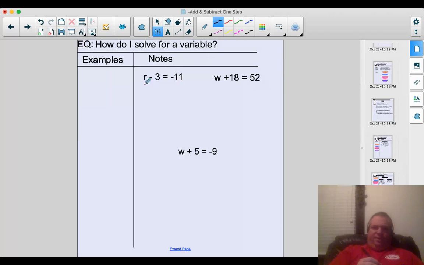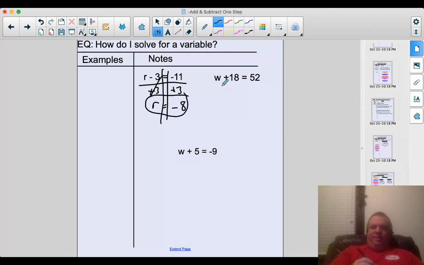All right, let's try a couple more. Train tracks, step 1. Minus 3. The opposite of minus 3 is plus 3. Got to do it to both sides. So adding 3 on both sides. The minus 3 and the plus 3 cancel, leaving r by itself. Okay, and negative 11 plus 3 is negative 8. And the negative number is bigger. If I subtract them, I get 8, so negative 8.